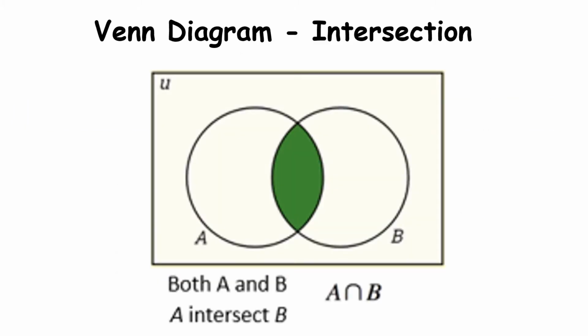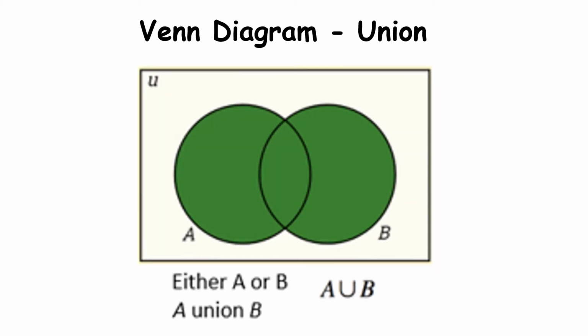So here is intersection. You can see our universal set, the rectangle, set A and set B. A intersection B is where the circles intersect, where they overlap, and that means what is in A and B. Here we have union. So we have A union B. Notice how everything is shaded. This is stated as A or B.